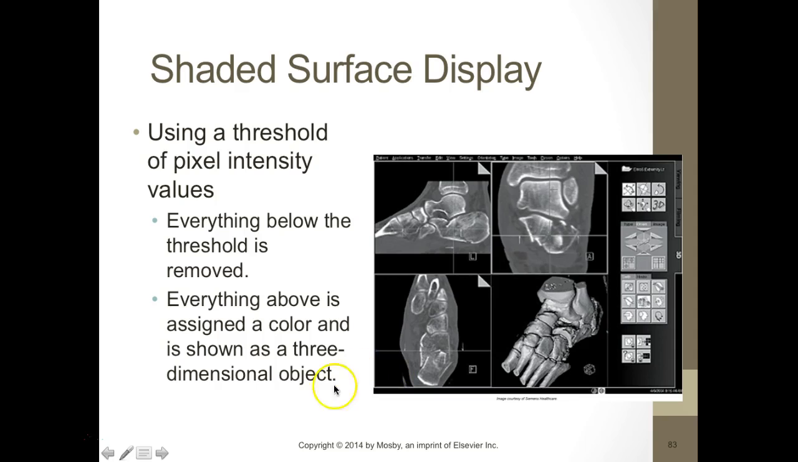Okay, so shaded surface display. So using a threshold of pixel intensity values, everything below the threshold is removed. So we can pick and choose what we want to see. Everything above the assigned color is shown in a three-dimensional projection or object. So you can see here, these are the three planes. We have a sagittal, a coronal, and an axial, and we can make it into a 3D by removing the tissues. And you can see this person has a really bad calcaneal fracture.